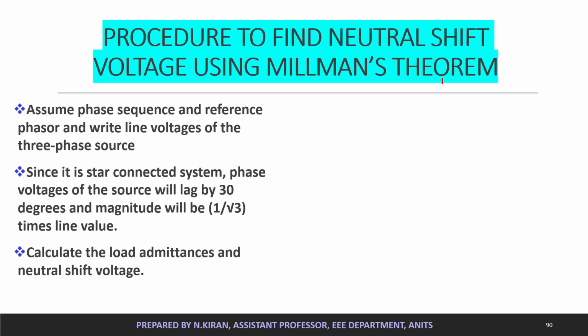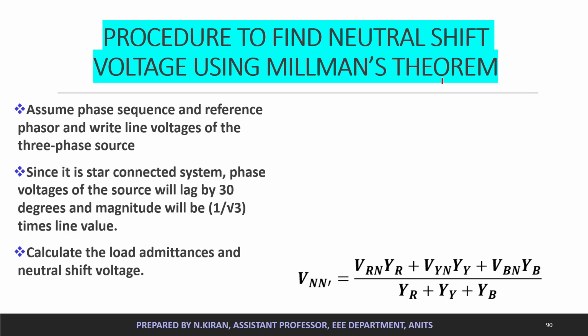The formula for calculating neutral shift voltage is VNN dash equal to VRN times YR plus VYN times YY plus VBN times YB, divided by YR plus YY plus YB, where VRN, VYN and VBN are phase voltages of the three-phase source and YR, YY and YB are the respective load admittances.